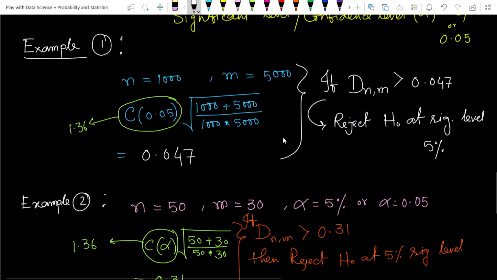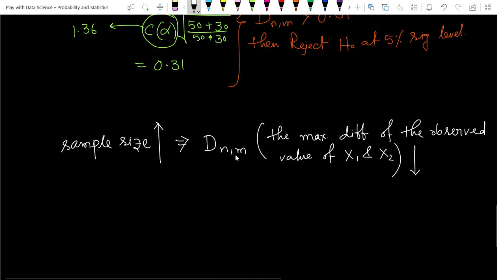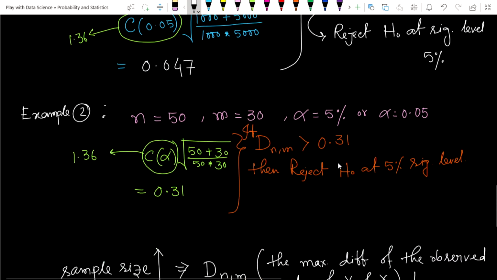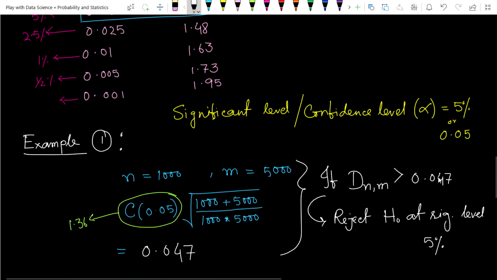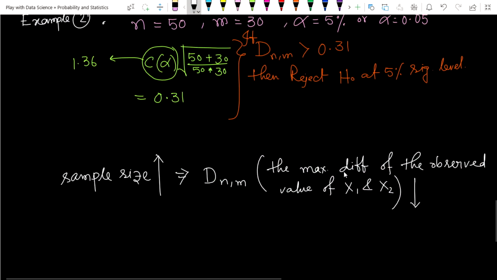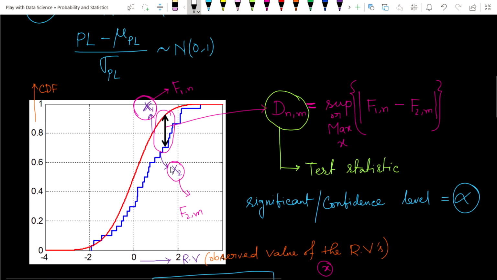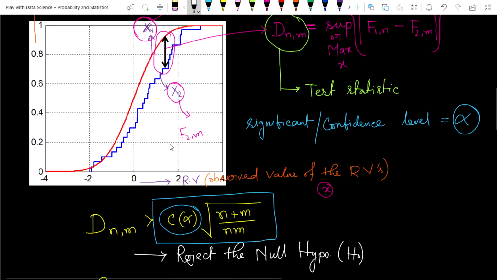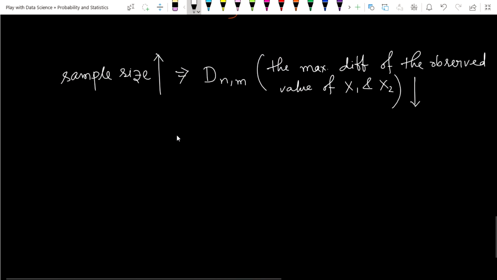This is what it is actually talking about. If we increase the sample size, the differences have to decrease. See how much smaller this value is: this one is 0.31, and this one is 0.047. That's the conclusion. So I think you got the idea from this example of how these things actually work.